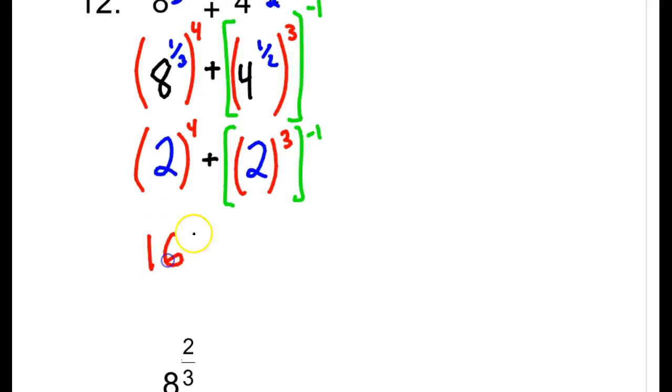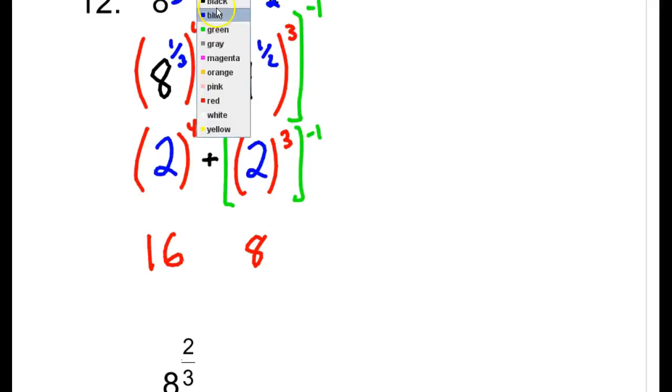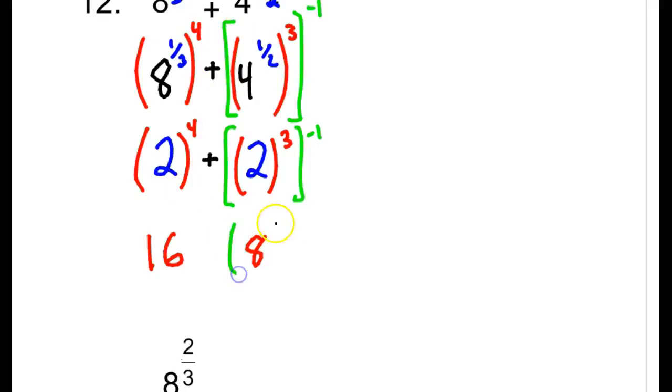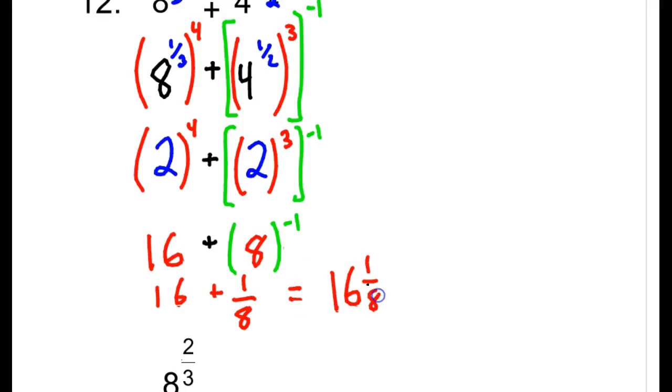We got 16, and we have 8, and then the last one we just need to raise to the -1. Right, so we end up with 16 plus 1 over 8, okay, which of course is 16 and 1/8. And if you want to make that improper, that's fine, but that's simple enough, so we can keep it simple that way. Okay?